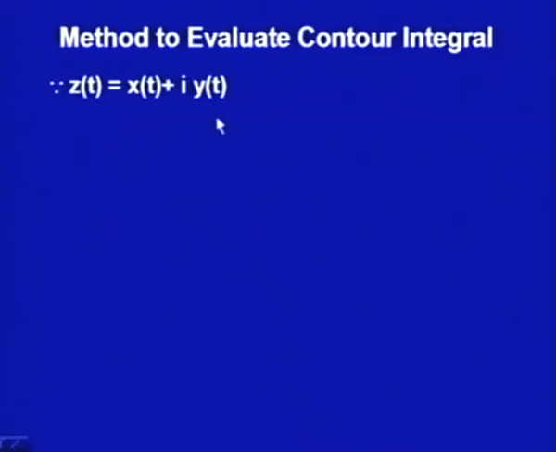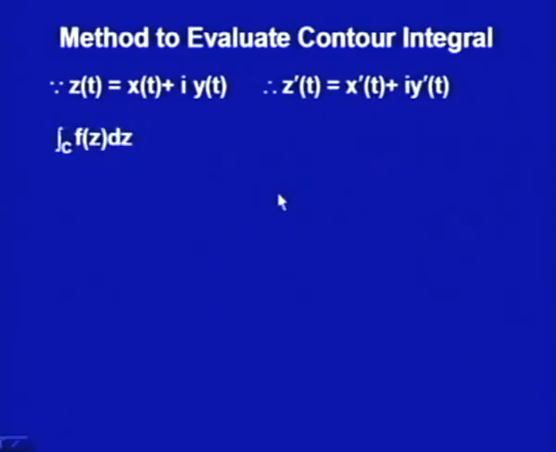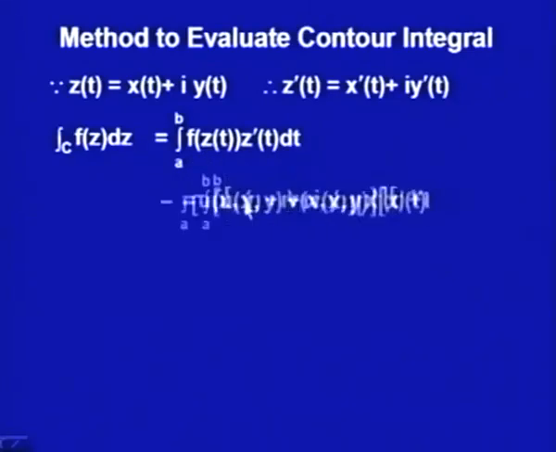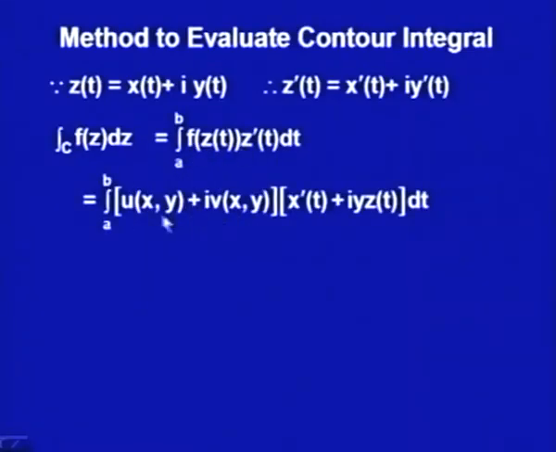Since z(t) is x(t) plus i y(t), z dash t would be x dash t plus i y dash t. So the integral over C of f(z) dz we could write as f of z(t), which is u(x,y) plus i v(x,y), into z dash t, that is x dash t plus i y dash t, dt. Now if I multiply these two, I get u x dash, and i times i will multiply to give minus v y dash.